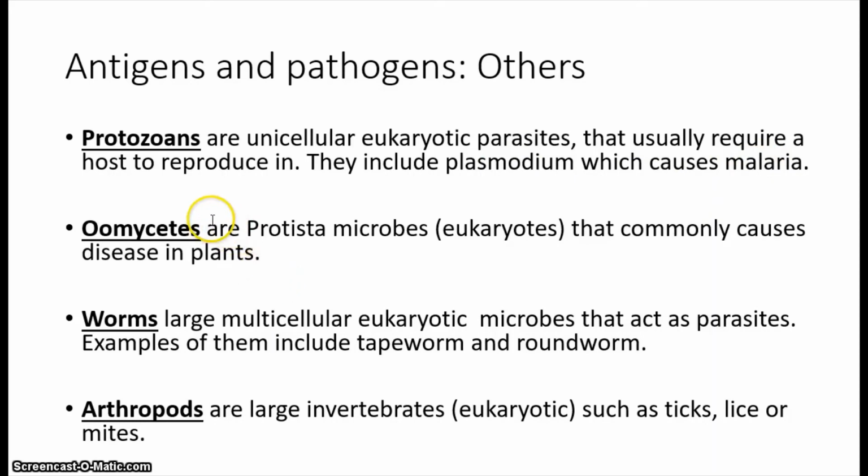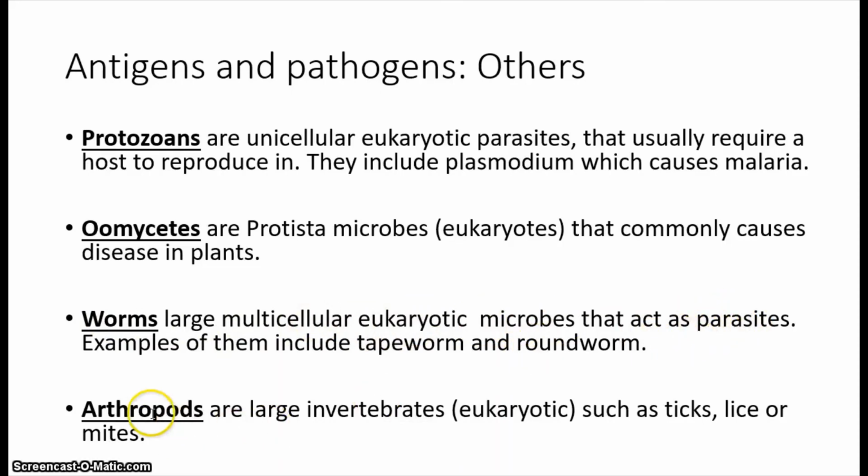The next one, and excuse my pronunciation, I do believe this is Oomycetes. These are protista microbes. These are eukaryotes that commonly cause diseases in plants. We've also got worms such as your tapeworms, your flukes, your roundworm as well, and these are large multicellular eukaryotic microbes that act as parasites you can get from other particular sources.